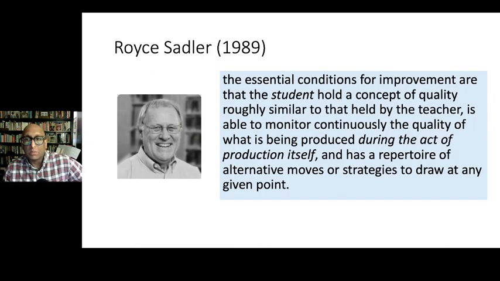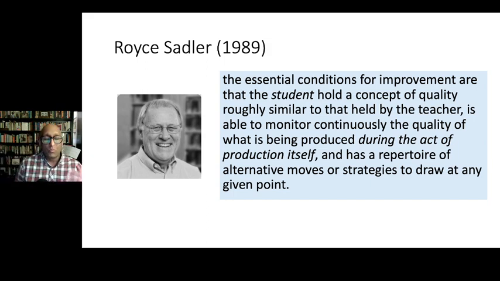Royce Sadler wrote something really pertinent to this conversation, or it's not a conversation, it's me talking, but okay. The essential conditions for improvement are that the student hold a concept of quality roughly similar to that held by the teacher, is able to monitor continuously the quality of what's being produced during the act of production itself, and has a repertoire of alternative moves or strategies to draw on at any given point. So you've got to unpack that.